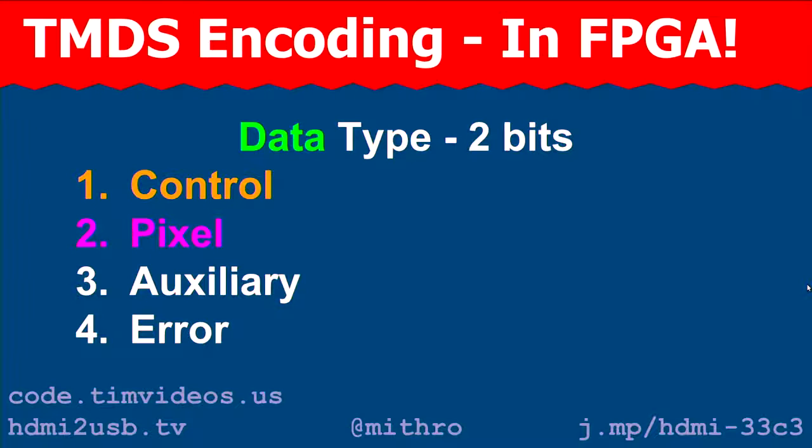And yeah, this kind of extends to auxiliary data. Or if you get an error, like there are 1024 symbols that you can have in 10 bits of data. Not all of them are valid. And so if you get one of these invalid symbols, you know you have an error.